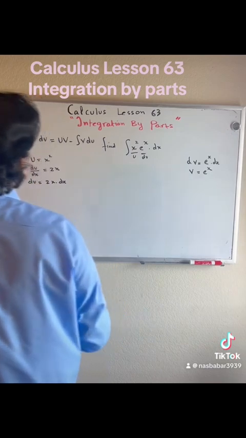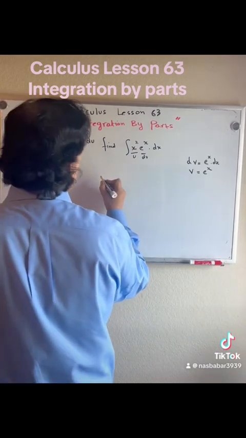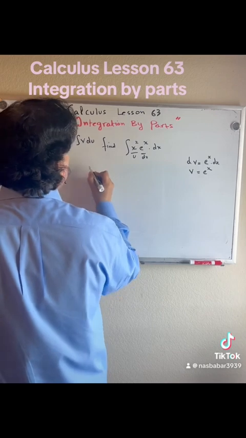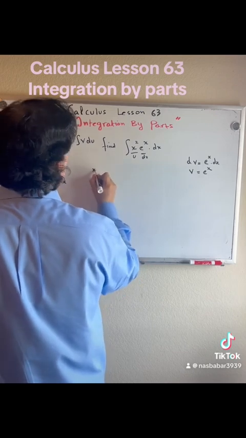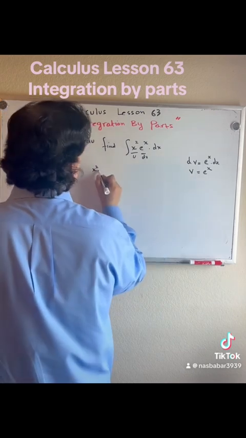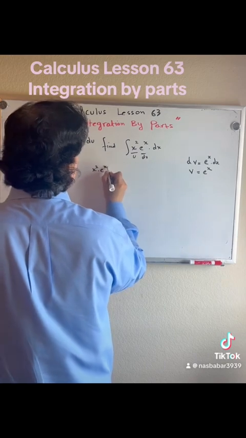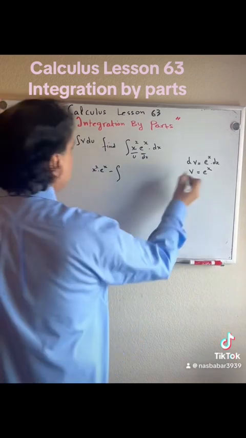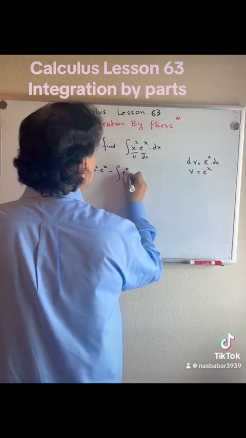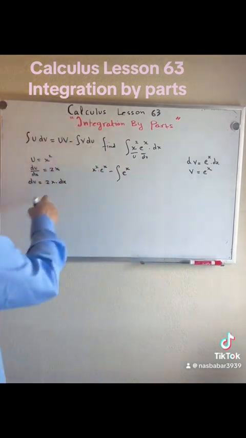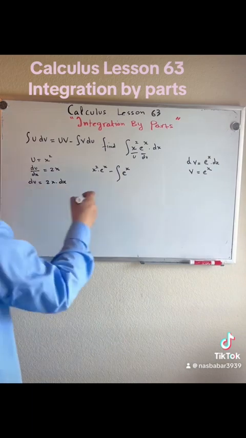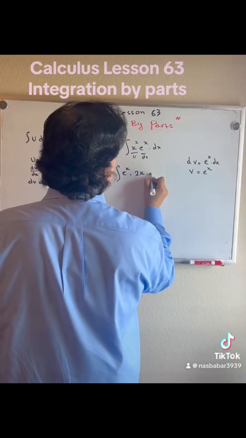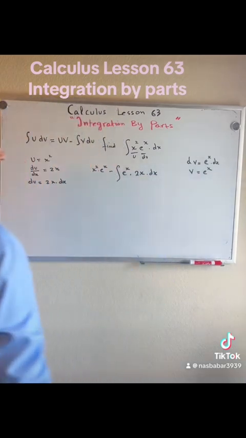So u times v, what is u? u is x squared, v is e^x. So uv is going to be x squared times e^x, minus the integral of v, what is v? v is e^x, and then what is du? du is 2x dx. So times 2x dx. All right, so far so good.